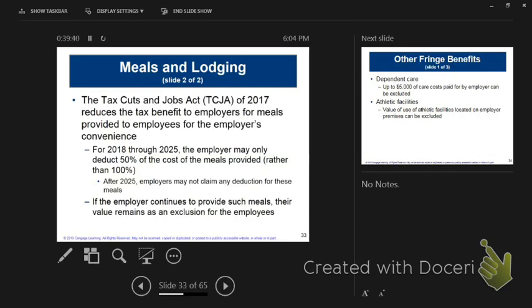And then after 2025, assuming no changes are made to the tax code, they will not be deducted at all. If the company decides to continue to provide it, they will do it at their own cost, but the employee does not have to include it in their income. So we will not have any change on our taxes, but the company will not be able to deduct it. So that's a big change for them.